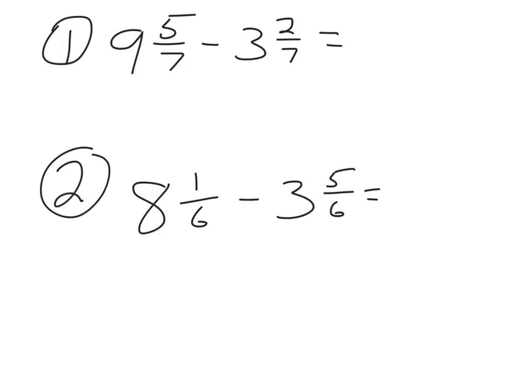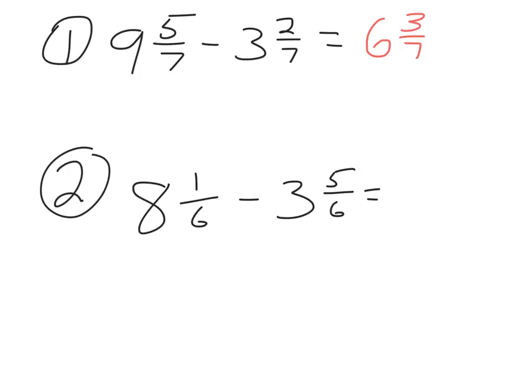All right, number 1, don't need to borrow. So we have 9 minus 3 is 6. Denominator 7. 5 minus 2 is 3. Okay. Number 2, we do need to borrow.